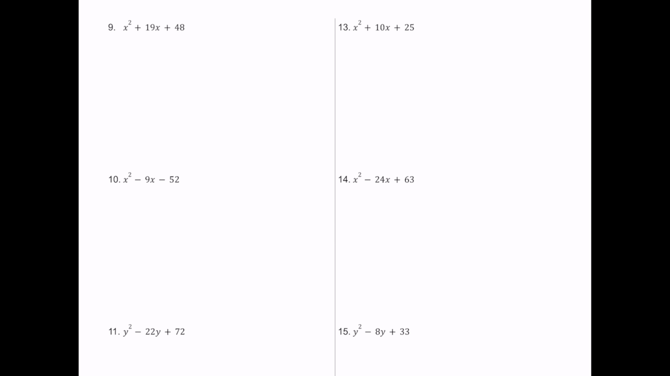Let's try some more. For number 9, we have this 1x squared in the beginning, so it's going to be 1 and 1. And if we take a look at this 48, think about all the factors of 48. I'm going to write them out on the side just so it's helpful for some of these bigger numbers. So I know there's 1 and 48, 2 and 24, 3 and 16, 4 and 12, and then there's also going to be a 6 and 8. Out of all of these, I'm going to go with 3 and 16, just because I know they add to get to the 19. So that's going to be 3x and 16x.